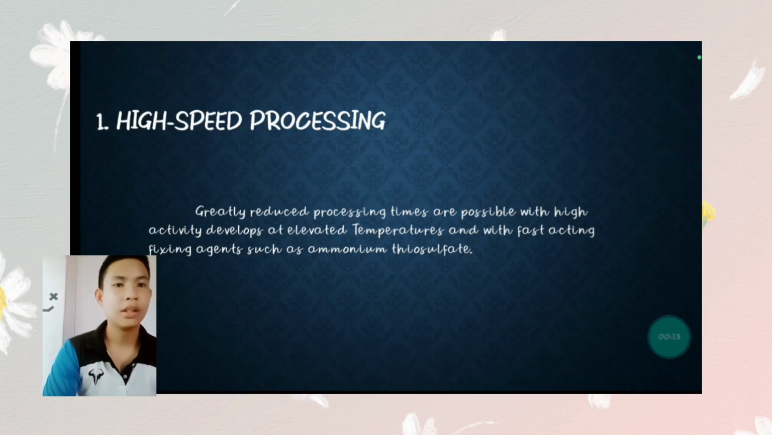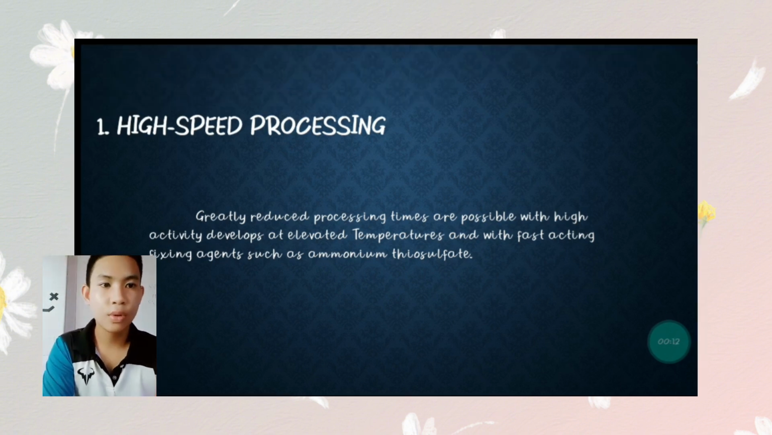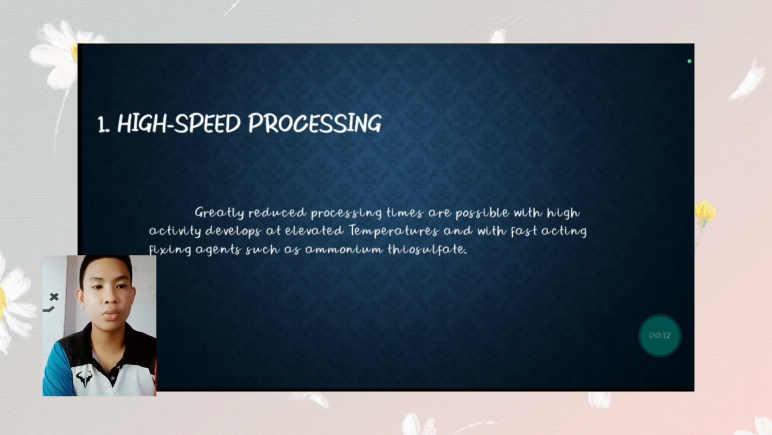So, high-speed processing in darkroom photography involves using faster chemicals or adjusting development times to shorten the processing time. This is useful when you need to quickly develop a film or print. It allows for faster turnaround without compromising image quality, making it ideal for situations where time is limited or when you need to review results promptly.